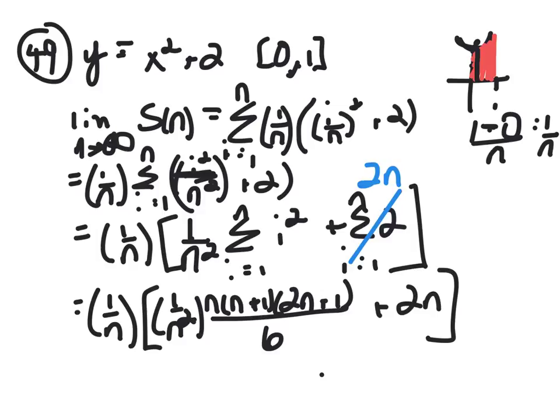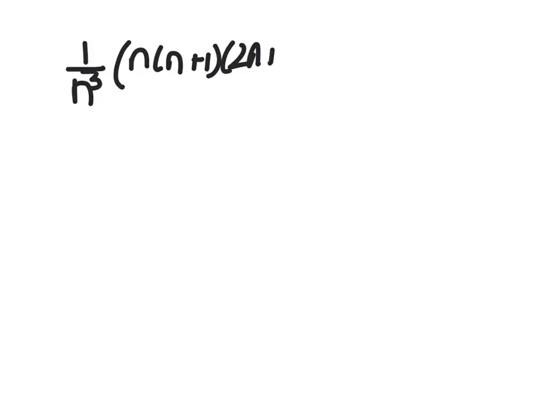Go to another page. So now I'm going to go ahead and distribute the 1 over n. So if I distribute it to the first term, I'm going to get 1 over n cubed, it's a cube, times n times n plus 1 times 2n plus 1 all over 6. Okay? And then I've got 2n over n. Now remember, I'm going to take the limit of all this in a minute. I'm just not keeping up with that limit notation because I think it makes it easier just to get this set and then do your limit at the end.